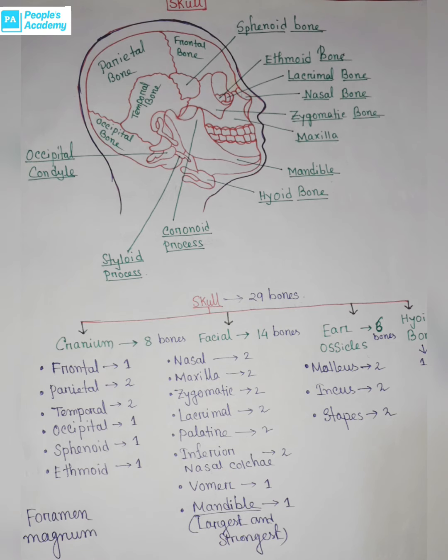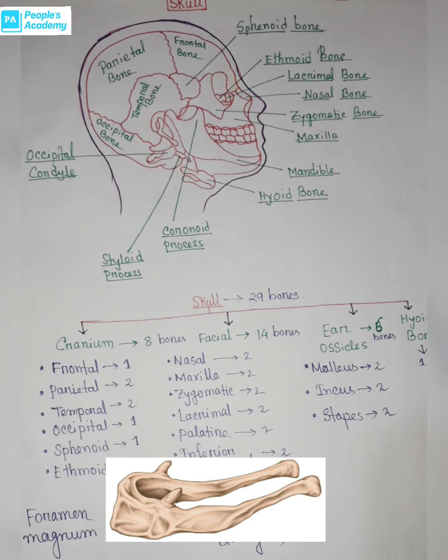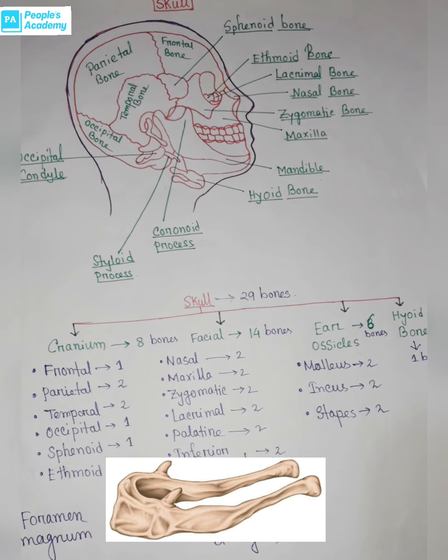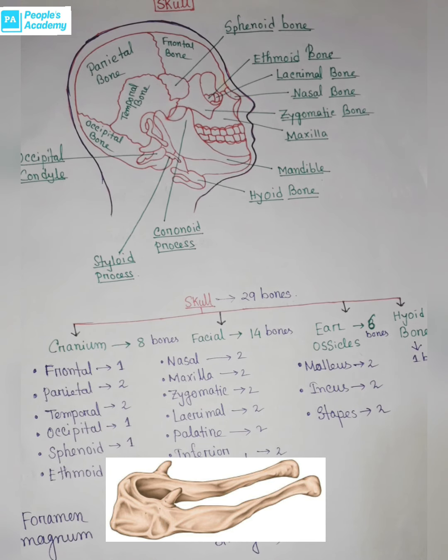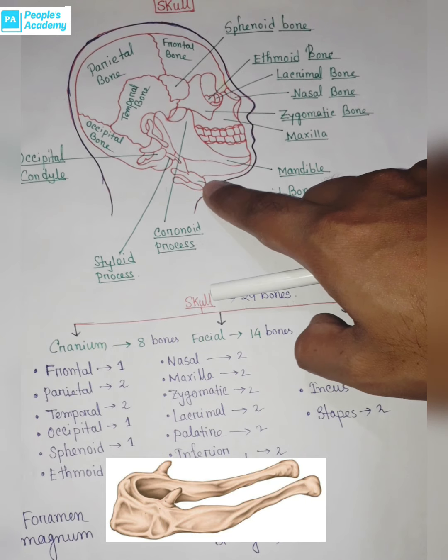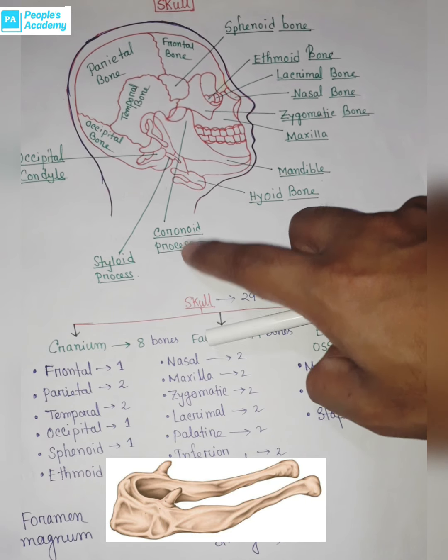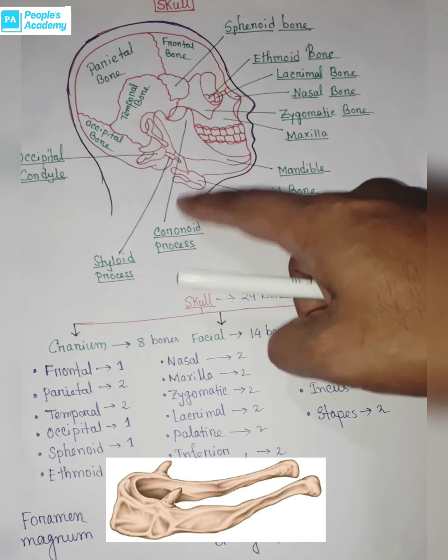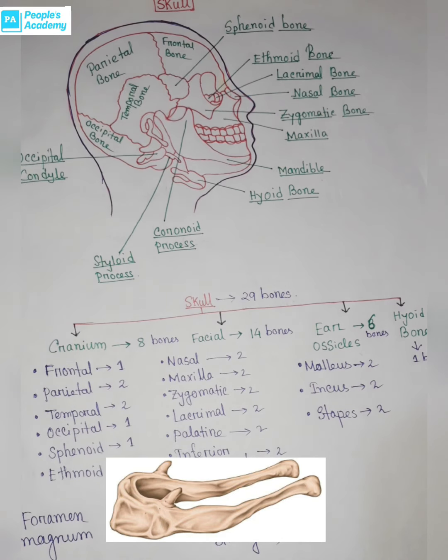And the last skull bone is the hyoid bone. The hyoid bone is a U-shaped bone, and it is situated at the base of the tongue and above the larynx.